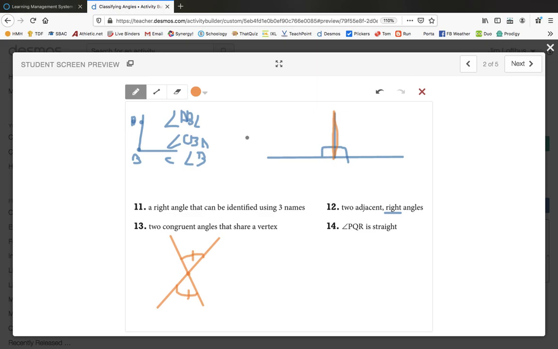And for number 14, if I just make a straight line and put three points on it and label those P, Q, and R, that is a straight line. Straight means 180 degrees. So that is a straight angle.